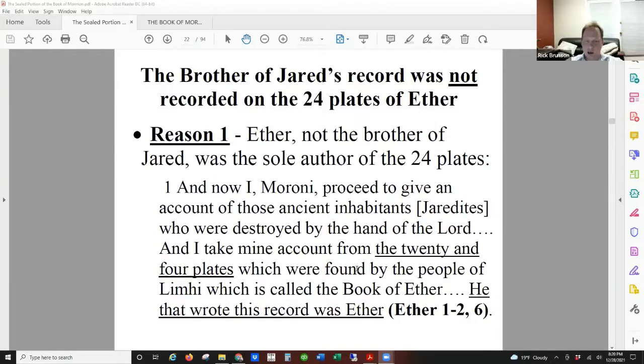He says, and now I, Moroni, proceed to give an account of those ancient inhabitants, meaning the Jaredites, who were destroyed by the hand of the Lord. And I take mine account from the 24 plates, which were found by the people of Limhi, which is called the Book of Ether. And he that wrote this record was who? Ether. Ether is the sole author of the 24 plates, not the brother of Jared.